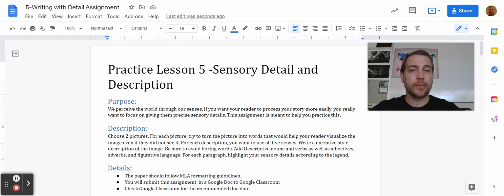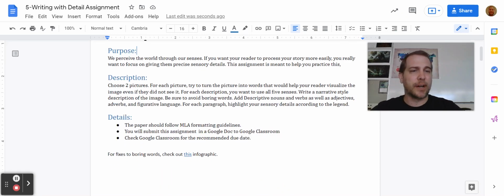What you're going to be doing is choosing 2 pictures. I would choose something that's really interesting to look at with a lot of things to describe. For each of those pictures, you're going to want to describe it using all 5 senses. If you choose a picture without the sense of taste and you're like, what could I possibly taste in this picture? It might not be a good idea to choose that one, because you want to be able to get all 5 senses in here.